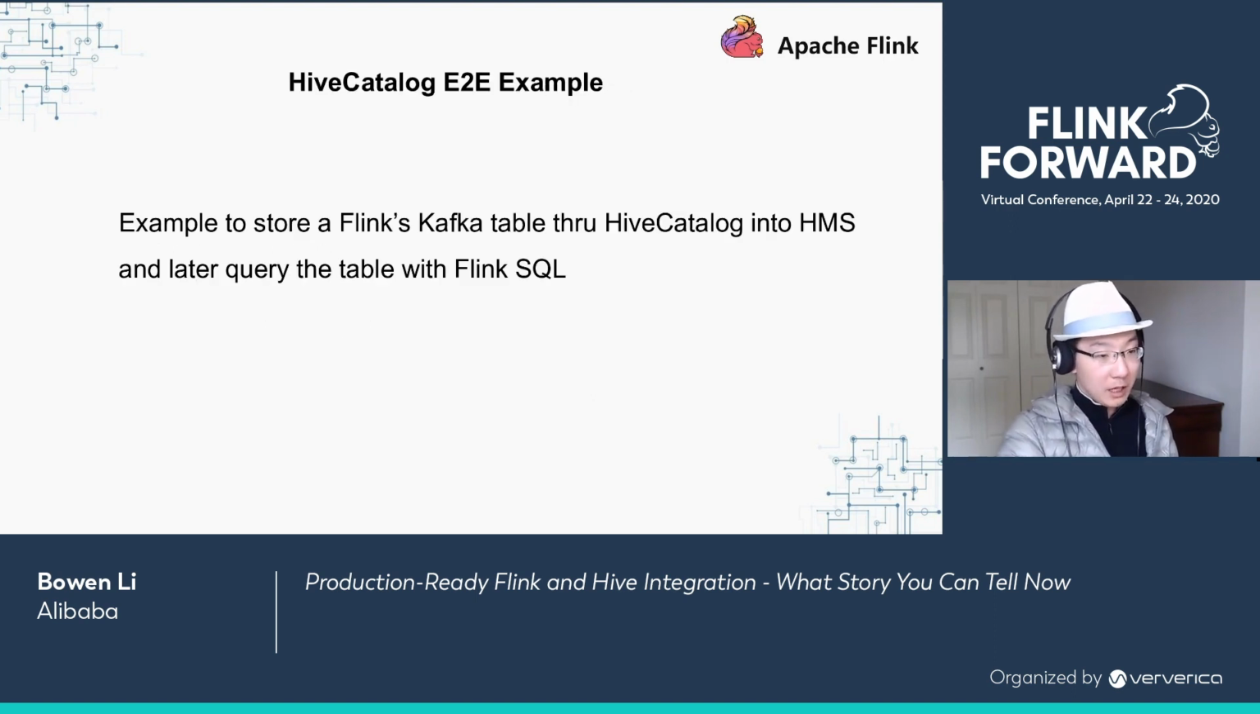So now I will walk you through an example, an end-to-end example of Hive catalog. What we're gonna do is create a Flink Kafka table and store it in Hive catalog, into HMS. And then we will be able to retrieve it later and actually query the Kafka table in Flink without having to write any DDLs.